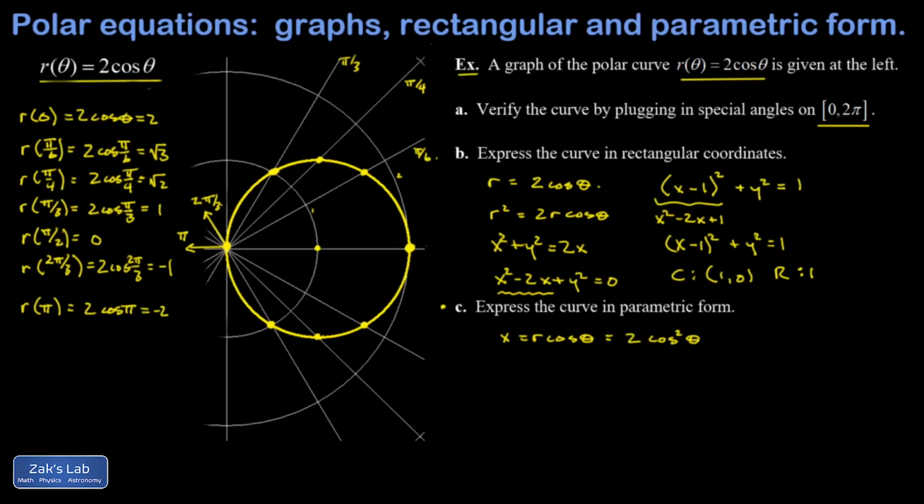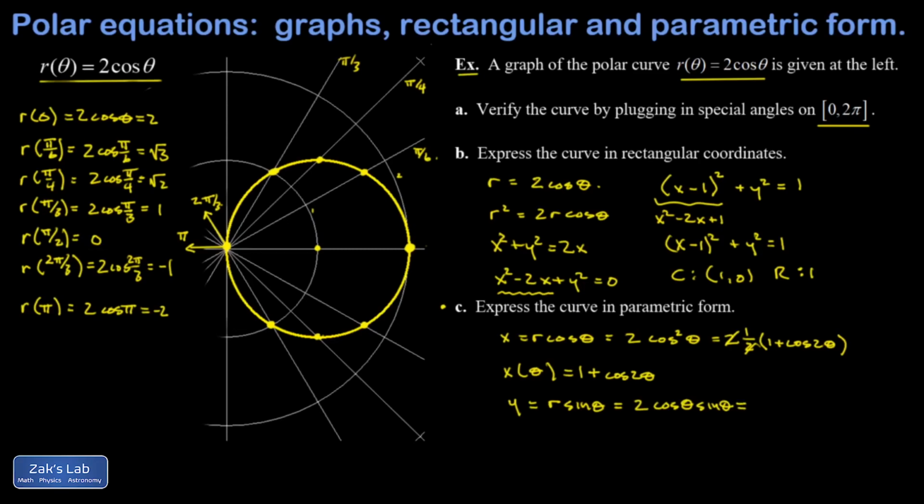Now it's not wrong to leave it in that form, but we're going to see something more interesting if we go ahead and use a trig identity on this. Cosine squared of theta is 1/2 (1 plus cosine of 2 theta). And my 2's cancel. And I find that x of theta is equal to 1 plus cosine 2 theta. So here theta is the parameter for our parametric equations. I do the same thing for y, and r is just 2 cosine theta.